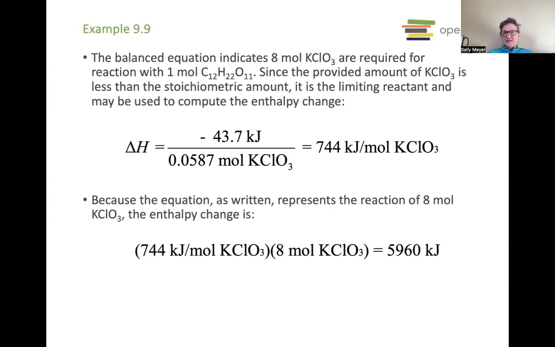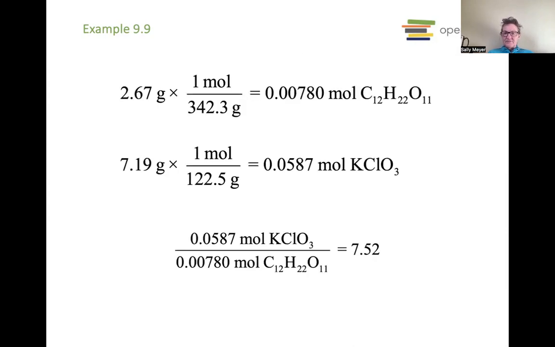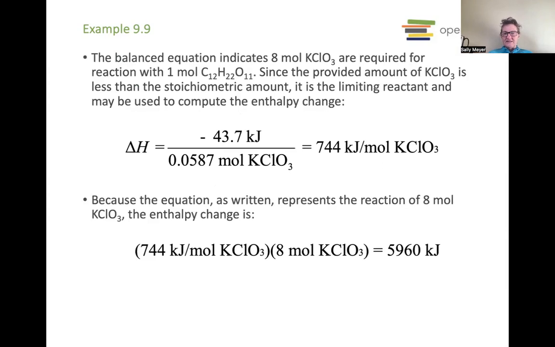So the balanced equation indicates 8 moles would be required for 1. And because the amount I put in is less than the stoichiometric ratio, the limiting reactant is the moles of potassium chlorate. So if I take the heat that was released, the 43.7, and since it's released, it's negative 43.7, and divide by the moles of the potassium chlorate that could react, then I end up with 744 kilojoules per mole of potassium chlorate.